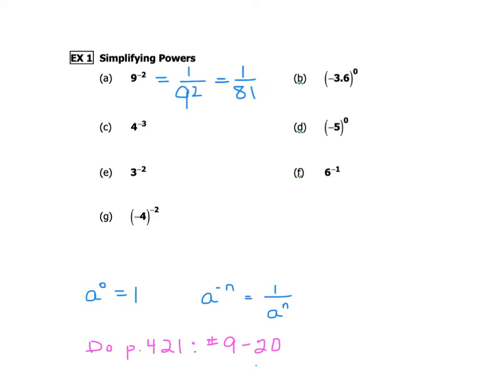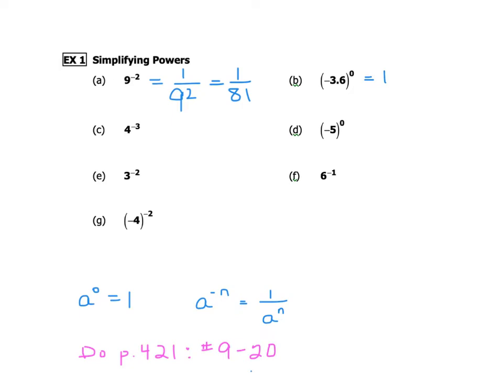Now, example B may seem a little bit complicated because it is a decimal, but recall anything to the 0 power equals 1. So this, negative 3.6 to the 0 power equals 1. Okay, let's go to example C, and this is a negative exponent again, so we're going to move this below our fraction bar to get rid of the negative exponent and make it positive. So this will be 1 over 4 to the positive 3 power. 4 to the positive 3 power is 64. So this will be 1 over 64.